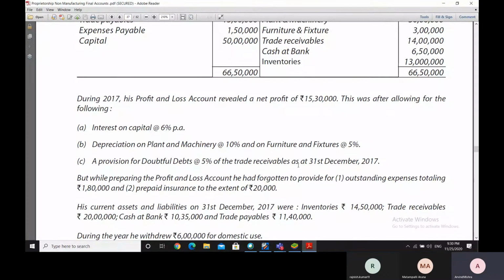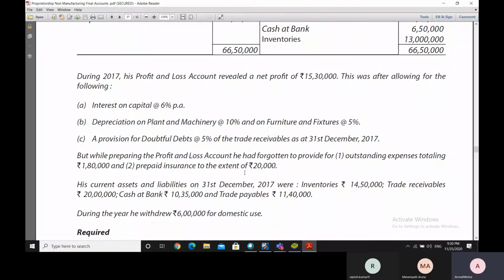The trade receivables which are seen in the accounts as on 31st December 2017. On that, at the rate of 5%, the provision has been made for doubtful debts. But at the same time, while preparing the profit and loss account, he had forgotten to provide for the outstanding expenses totaling 1,80,000 rupees. These were those expenses which are outstanding. So that means that expenses have been incurred, but they are not yet paid.